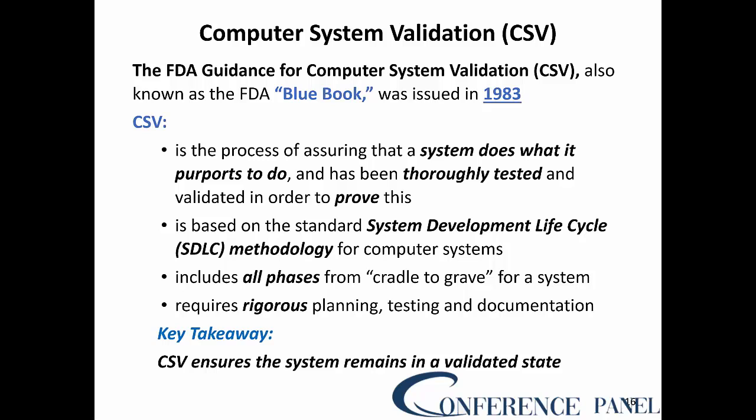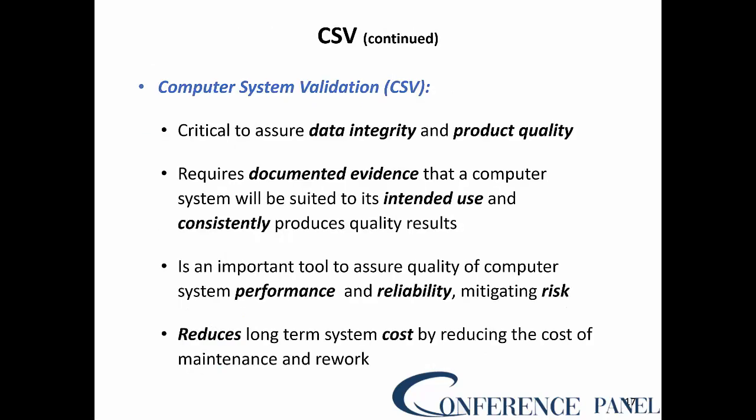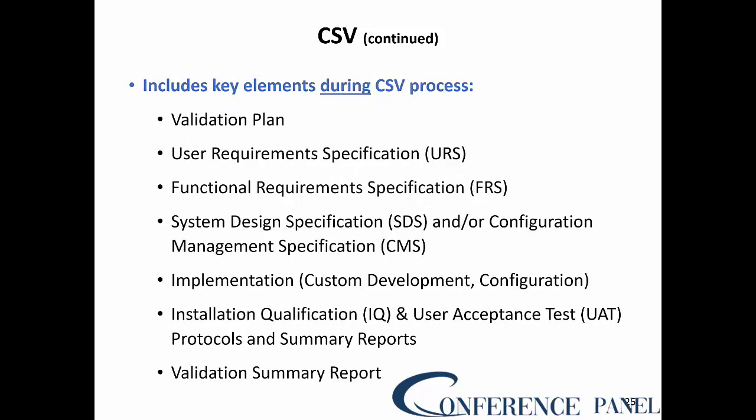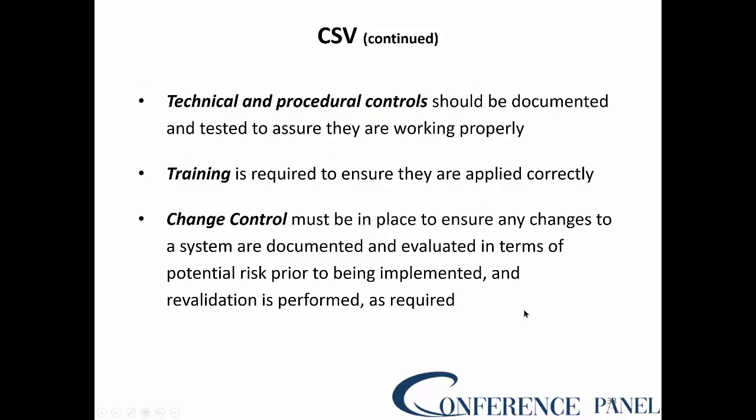Now, the guidance for validation was issued at first in 1983. Computer system validation is critical for data integrity, product quality, and documented evidence about the intended use of the system. So you want to negotiate with the vendors up front and make sure you're taking advantage of any testing they've done. Typically during validation, you start with a plan. At a high level, your users tell you what they want the system to do. The technical and procedural controls should be documented, and these should be considered requirements that are tested during validation.